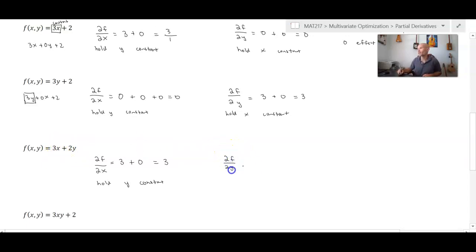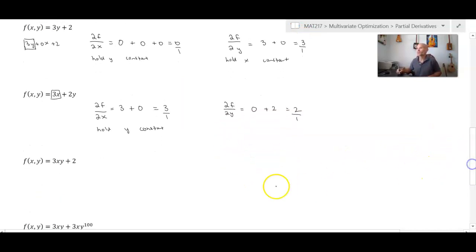df dy will be the derivative of this with respect to y, so treat x as if it were a constant. So 3 times x will be a constant, and its derivative will be 0. The derivative of 2y with respect to y will be 2. And once again, we see here that every time you increase y by 1, there will be an increase in f of 2 units. So 2 units of f for every 1 unit increase in y. And I like to just put all of these over 1 just to emphasize the fact that we're talking about a 1 unit change in the input variable.